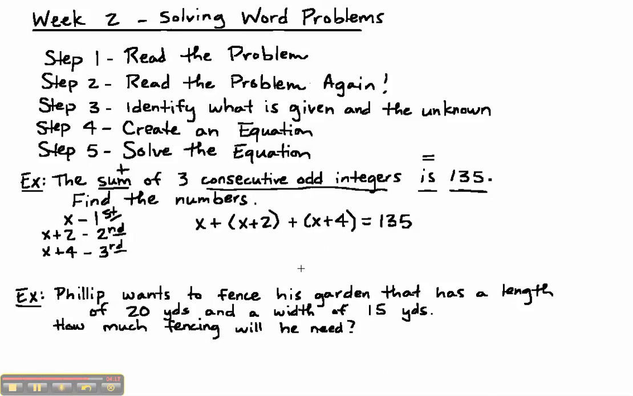And now from this step, we follow the steps in solving an equation. We combine like terms. x plus x plus x is 3x. 2 plus 4 is 6. And so we subtract 6 from both sides, giving us 3x equals 129. And then when we divide by 3 in this final step, 129 divided by 3 is 43. So our three consecutive odd integers are 43, 45, and 47.